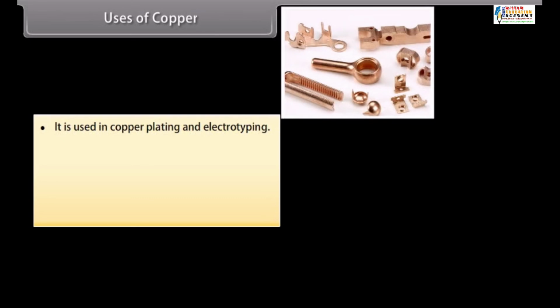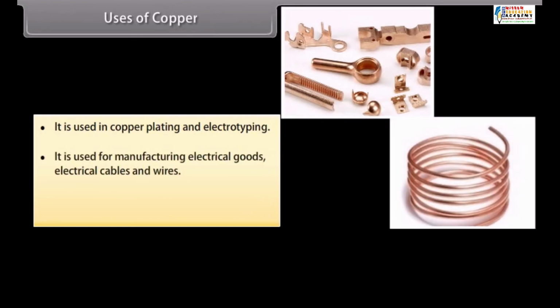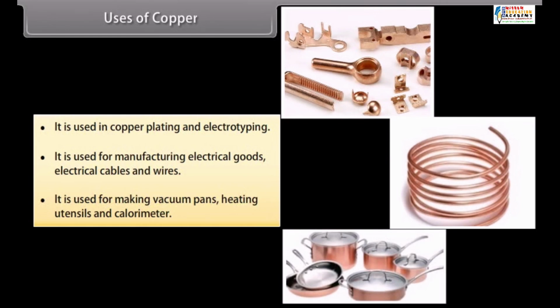Uses of copper. It is used in copper plating and electrotyping. It is used for manufacturing electrical goods, electrical cables and wires. It is used for making vacuum pans, heating utensils and calorimeter.